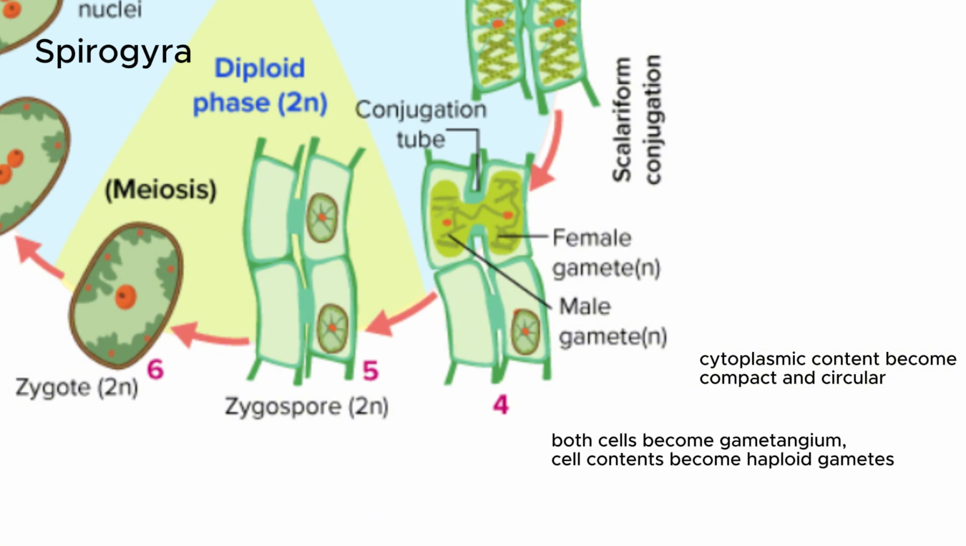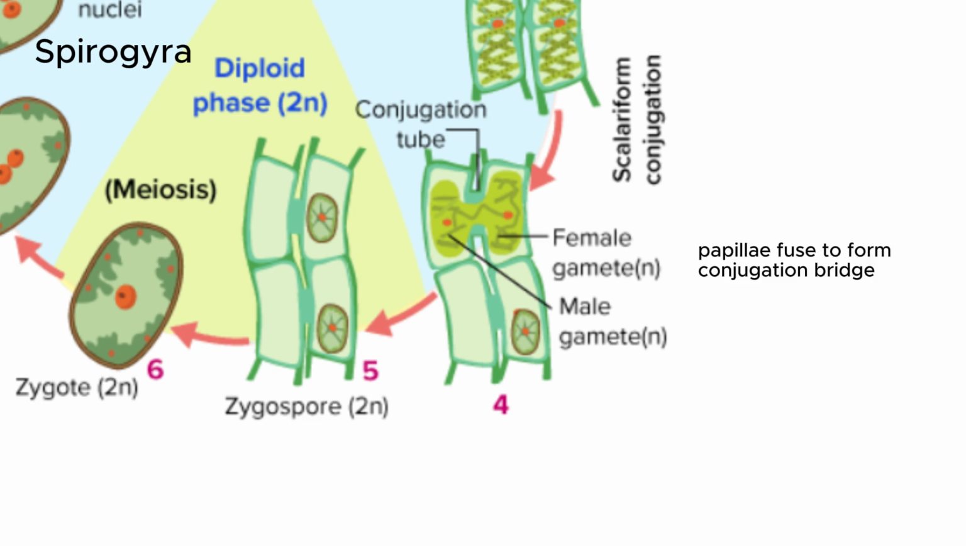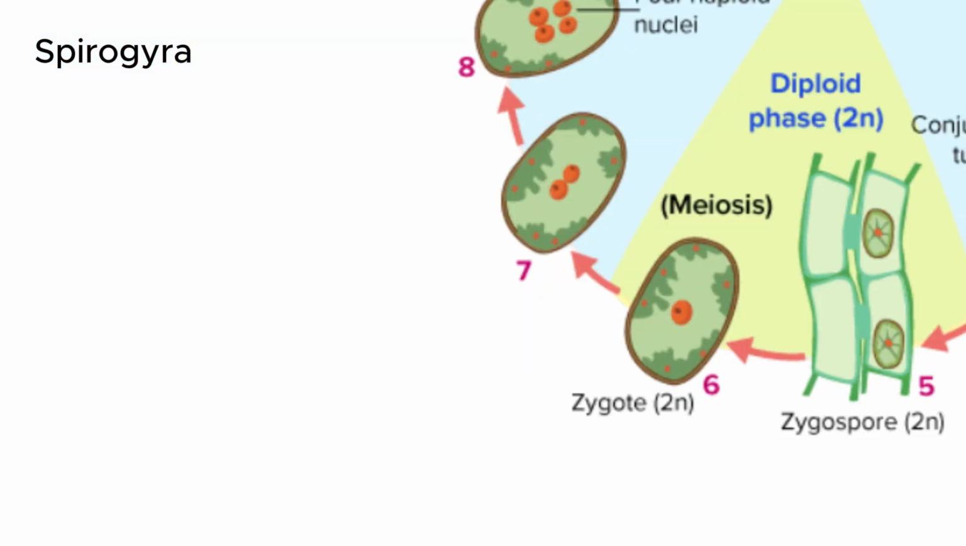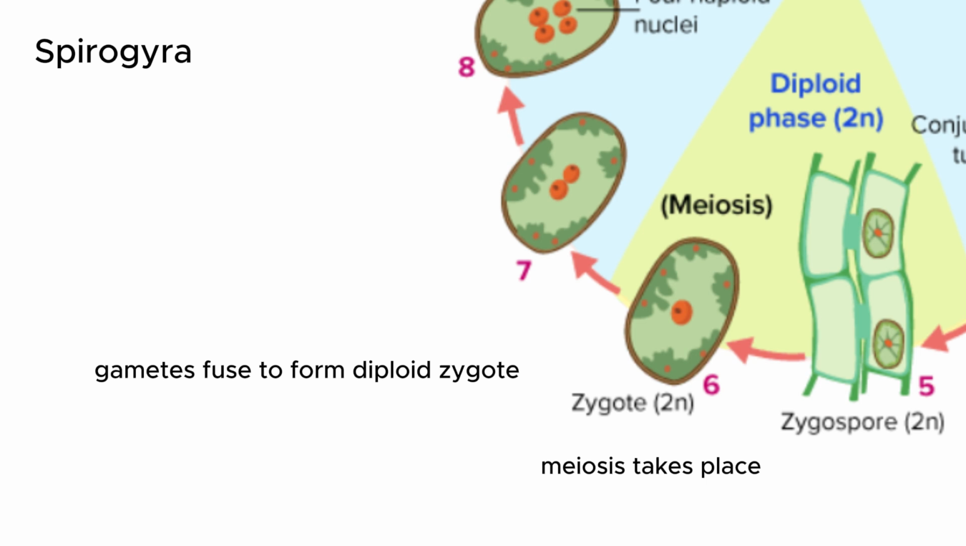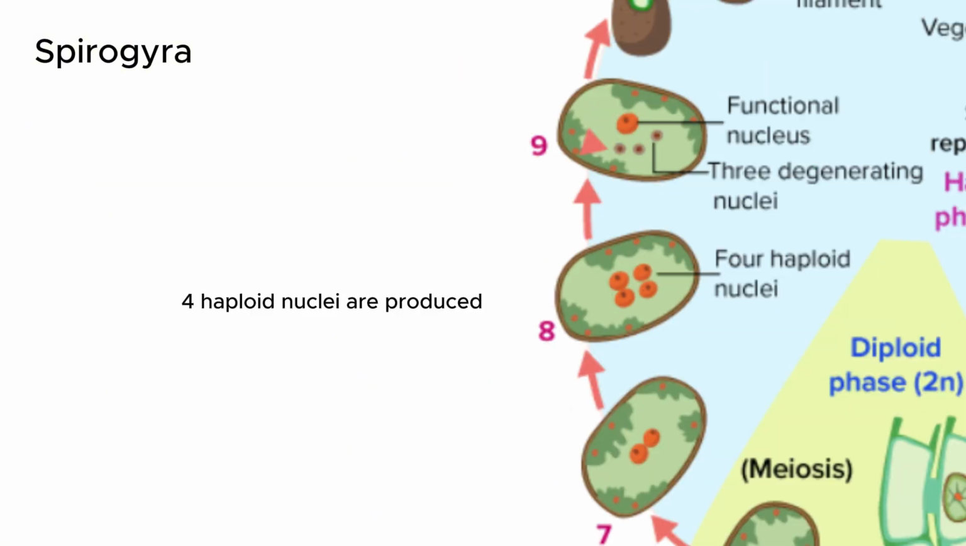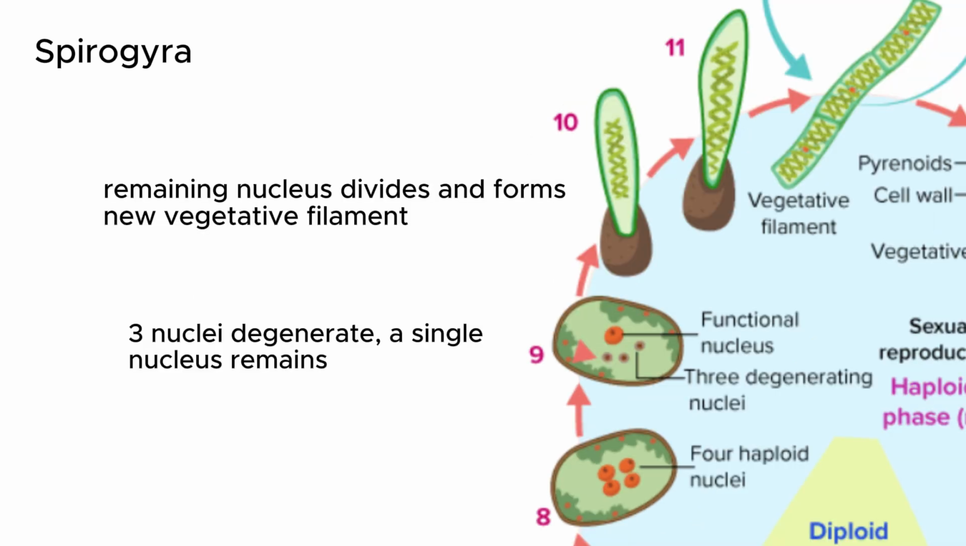Both cells become gametangia, with one of the cell contents becoming a male gamete and the other a female gamete. Papillae fuse and a conjugation bridge is formed. This is where the male gamete moves into the female gametangium. Gametes fuse within the female gametangium to form a diploid zygote. A layer is then formed around the zygote, creating a zygospore. Meiosis results in 4 haploid nuclei, out of which 3 may degenerate. The remaining nucleus would give rise to a new young Spirogyra filament, continuing the life cycle.